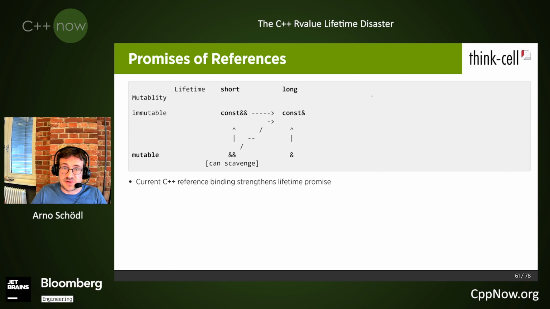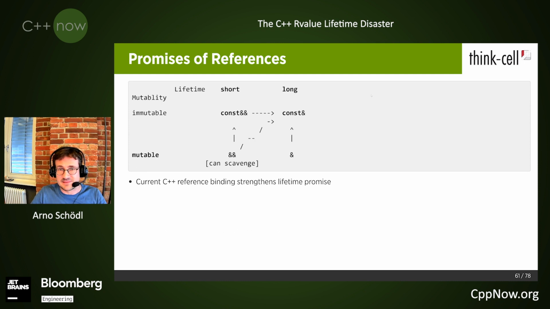This is what current C++ reference binding is doing. So const lvalue reference binds to anything. Then a mutable rvalue reference binds to a constant rvalue reference, and the constant rvalue reference again binds to a constant lvalue reference. It binds to anything. Now, the problem here is that we are strengthening the lifetime promise, right? There are arrows that go from something that has short lifetime to something that has a long lifetime. So you overpromise, underdeliver. You have a short lifetime, but you promise you have a long one.